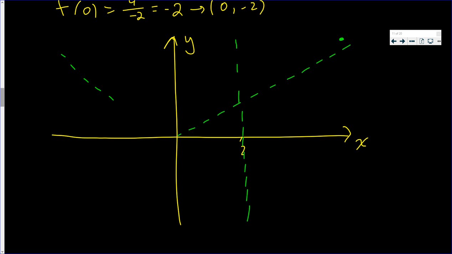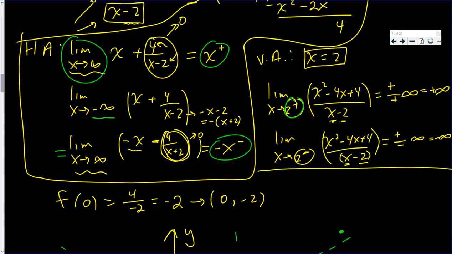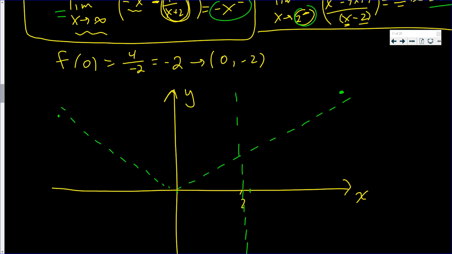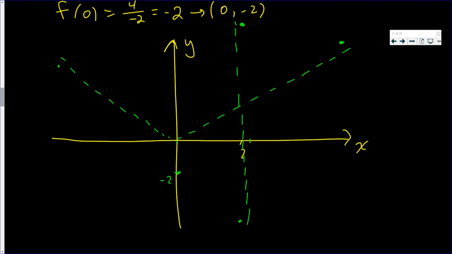Okay. Now, what happens when I'm a little bit more than 2? Vertical asymptotes. From a little bit more than 2, I'm going to positive infinity. A little bit less than 2, negative infinity. So from a little bit more than 2, let me draw this just a little higher. I'm going to be at positive infinity. If I'm a little bit less than 2, I'm going to be here. And I'm going to cross the y-axis at negative 2. Okay, the graph is going to look like that.